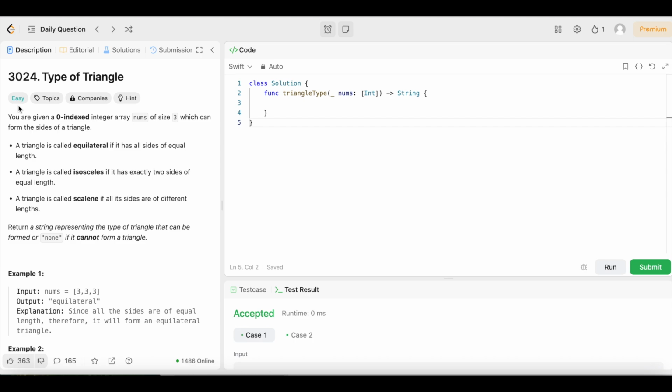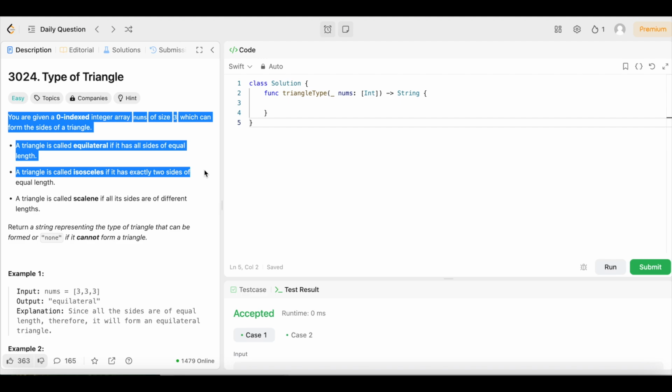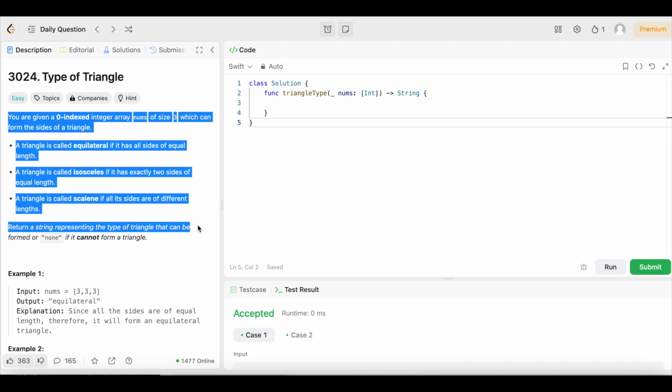Now let's see what the question says. You are given a zero-indexed integer array nums of size 3 which can form the sides of a triangle. A triangle is called equilateral if all sides are of equal length. A triangle is called isosceles if it has exactly two sides of equal length. A triangle is called scalene if all of its sides are of different lengths. Return a string representing the type of triangle that can be formed, or "none" if it cannot be formed.